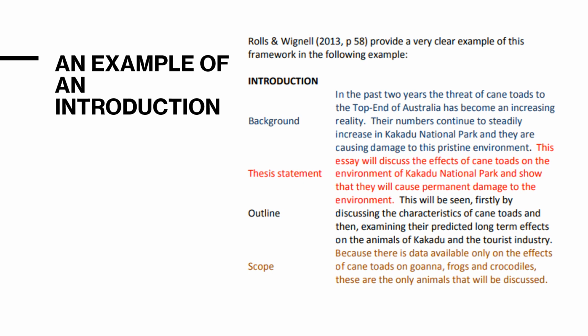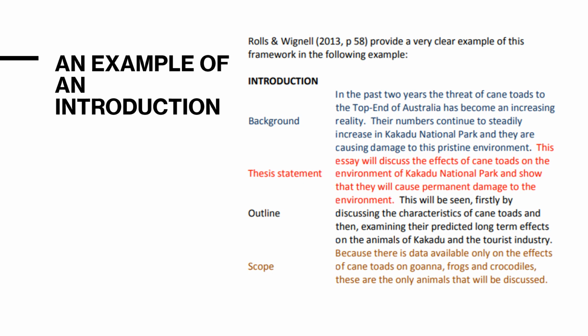So just going back to slide 6, what we said. The background here is made up of 1 or 2 sentences to introduce the topic. So they are introducing the topic. They're saying in the past 2 years, the threat of cane toads to the top end of Australia is becoming an increasing reality. Their numbers continue to steadily increase in Kakadu National Park, and they are causing damage to the pristine environment. That's the background information. And you can see it's how many sentences? It's 2 sentences that give the background information for this topic that is being researched.